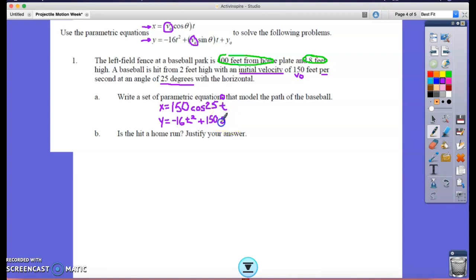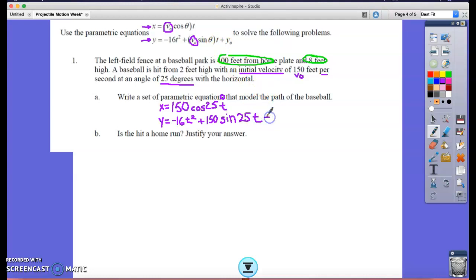Sine, because it's y. And after sine or cosine, we always put a lovely angle. And the angle here is the 25 degrees. Times t.